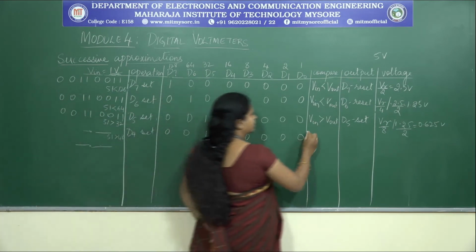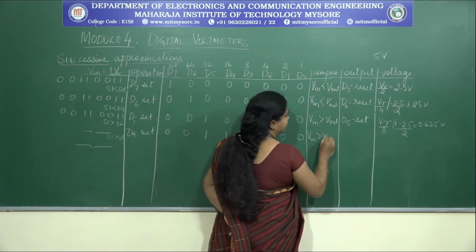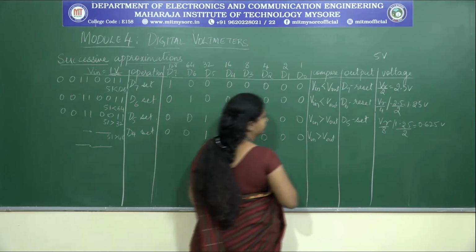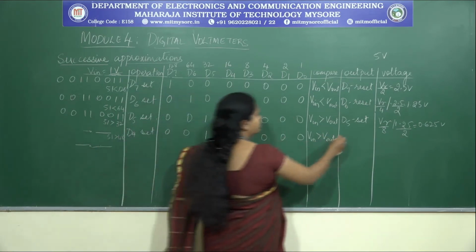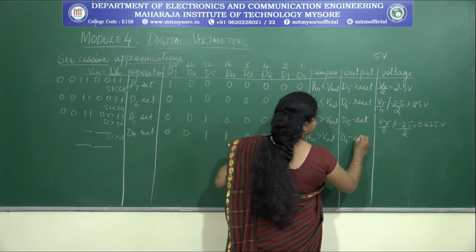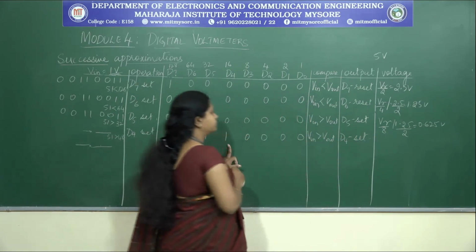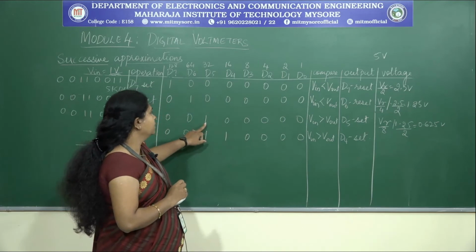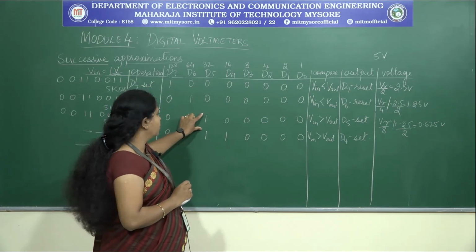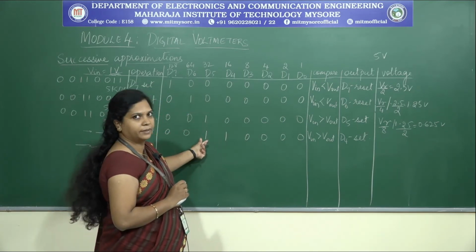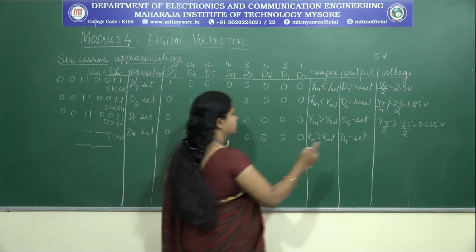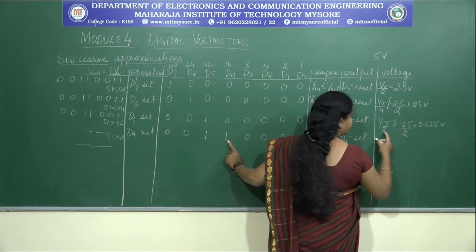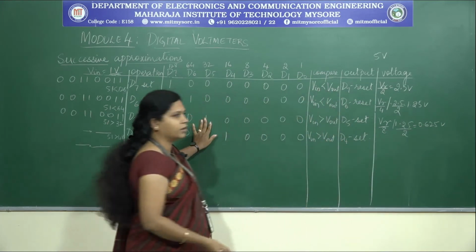So what happens again here? V in is greater than V out. What should happen to D4? D4 should still be in the set mode. Now you see here, for this value you got 0.625. For this you should again divide by 2. So now what are you going to do? 0.625 is already the value you have got here.